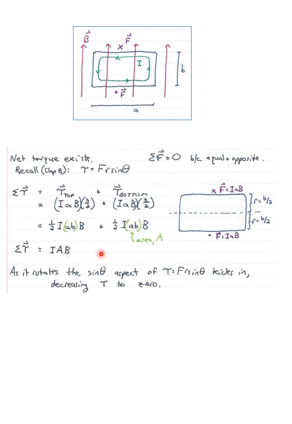Now, as it rotates, the sine theta aspect of the torque equation will kick in, and the torque will decrease from whatever the torque is that we just found down to 0.